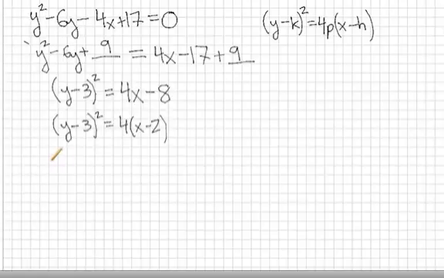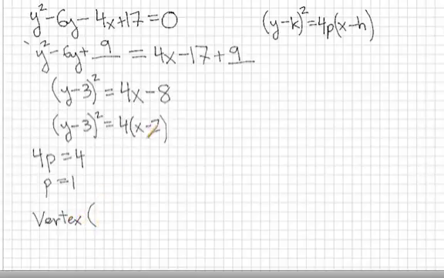So let's see what our p-value is. So what we do is we set 4p equal to whatever's in front of the x here. So it's going to be 4. And then we get p equals 1. Alright, so we can find our vertex here.